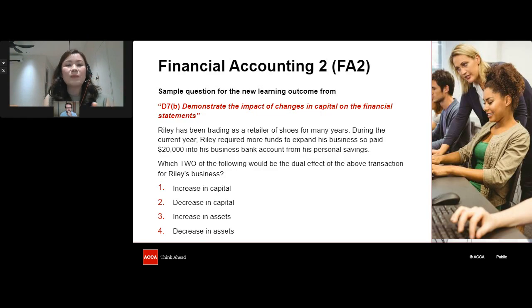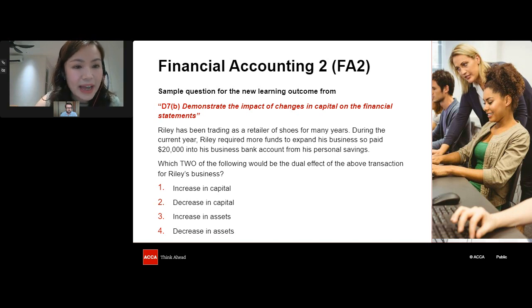And of course, now we're here looking at our second question of today, and let us just have a quick look and see how these will be examined in the exam. Now, it's a sample question for another new learning outcome, and it's mainly to demonstrate the impact of changes in the capital on the financial statements.